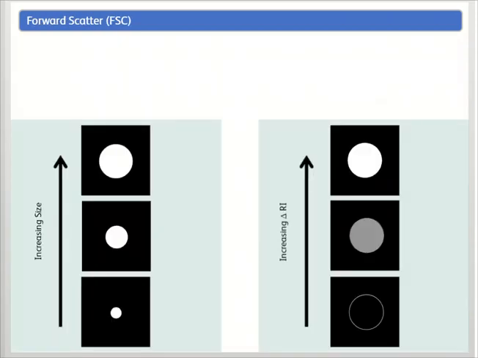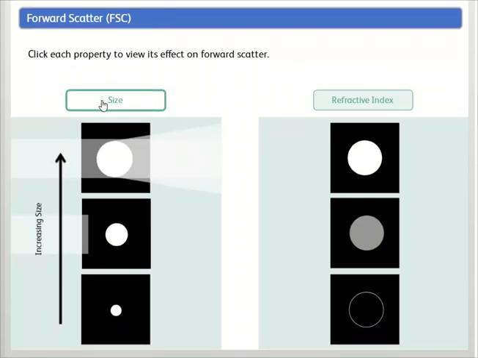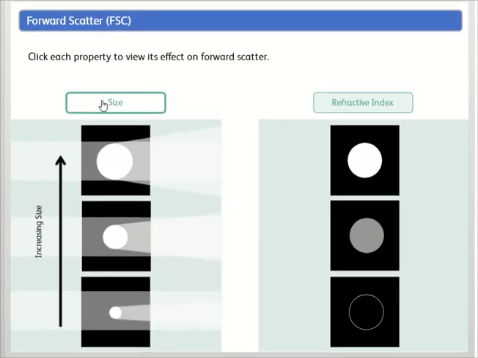Forward scatter light is based on two properties: size and refractive index. Click each property to view its effect on forward scatter. The larger the cell size, the more forward scatter light is generated as a cell or particle passes through a laser.